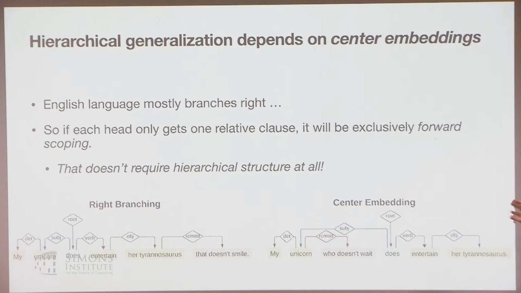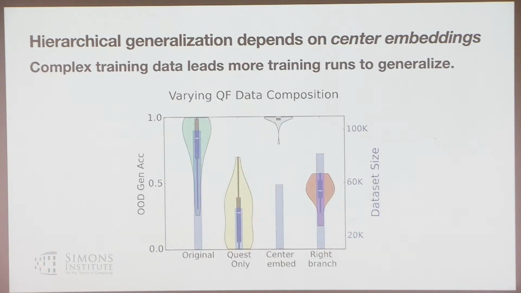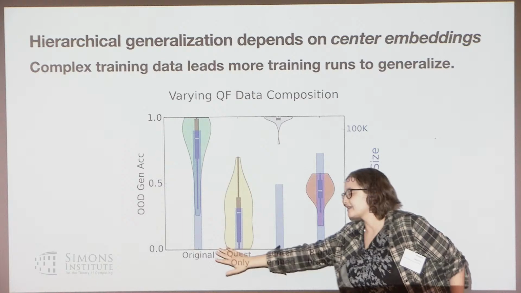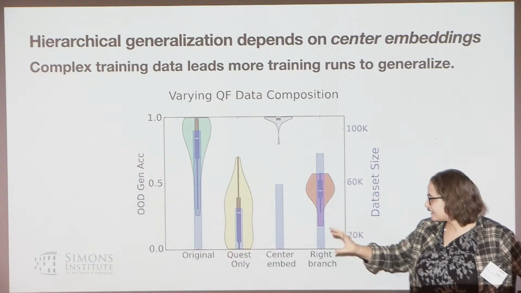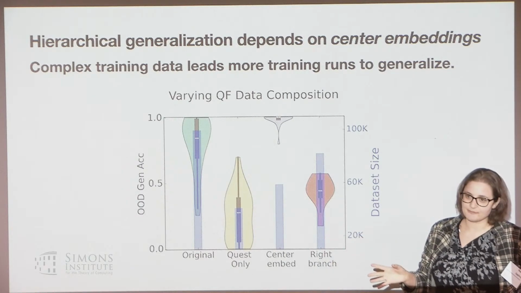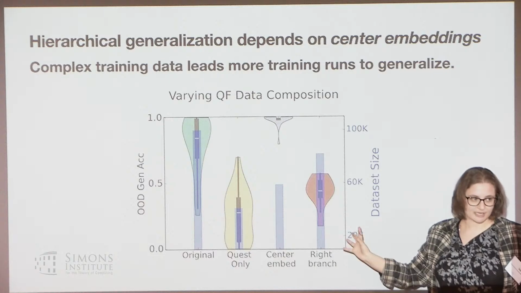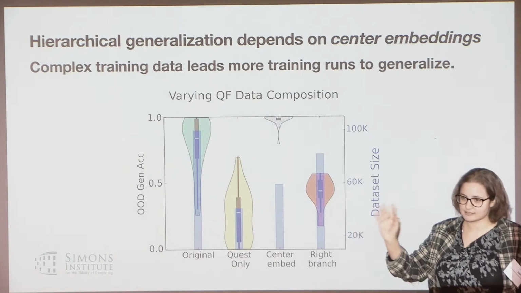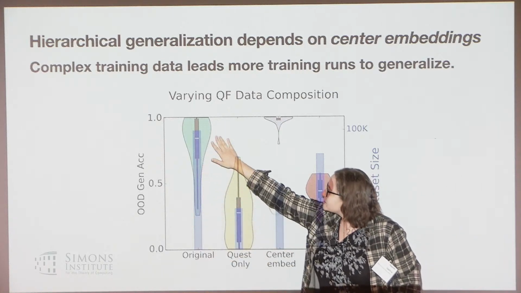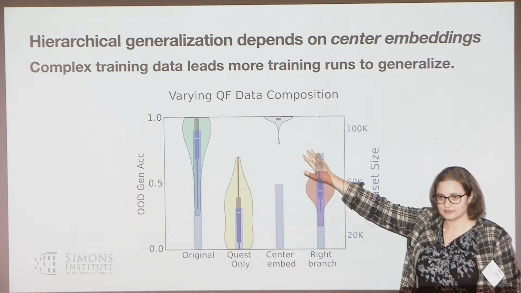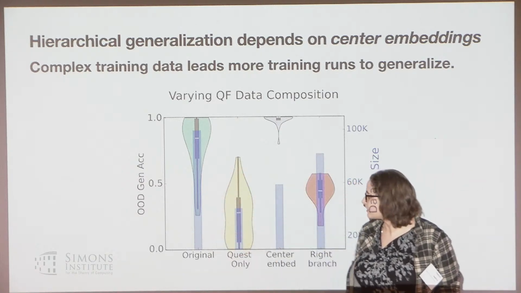So that's why center embeddings are so key for creating a bias towards hierarchical structure. And we definitely do see that. So here what we're looking at is if you have the data set that has both center embedding and right branching, non-center embedding examples as language modeling examples. Question formation is still only ambiguous examples. You see that it is generally pretty decent at learning this generalization behavior, becoming hierarchical.